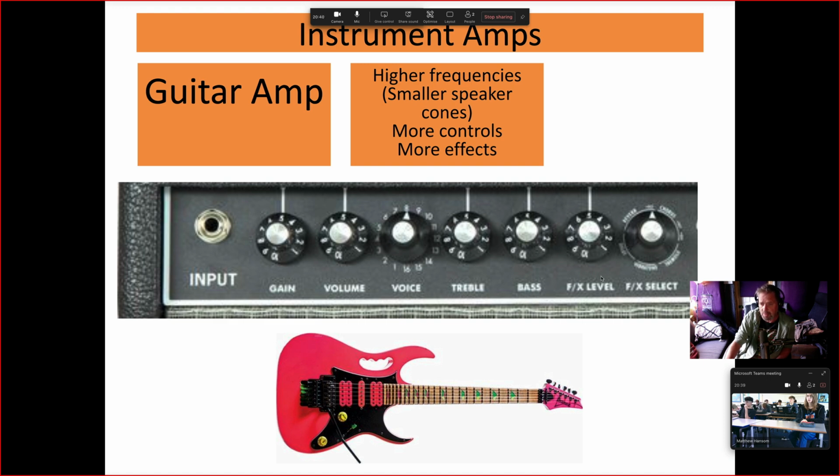And then you have effects level, and an effect select here. So it could be chorus, reverb. We'll look at effects in more detail at another date. But essentially, you can add, say, a reverb, which is like a sense of space, or a delay to the sound. Most amps have this kind of setup. So that's a pretty standard amp setup.